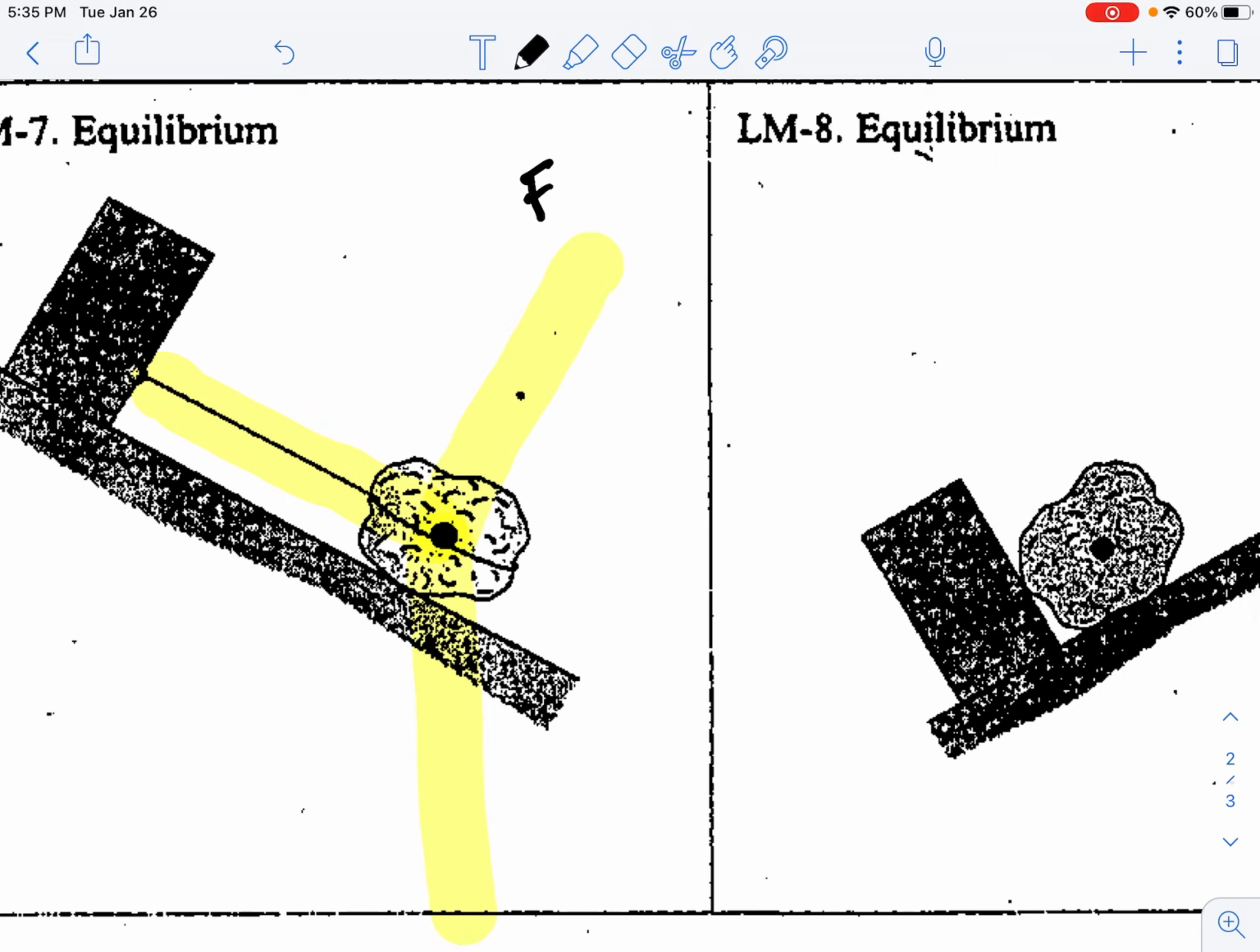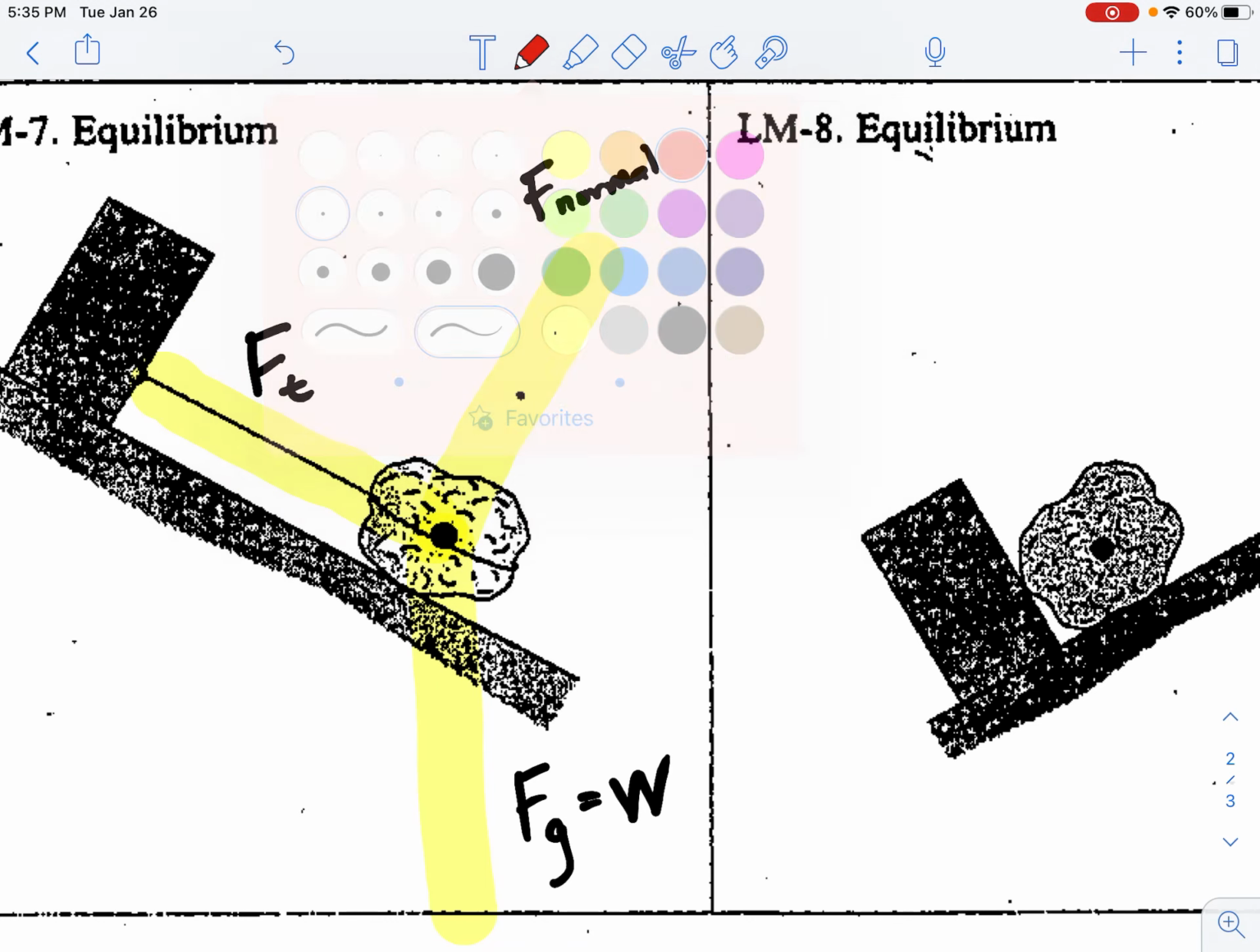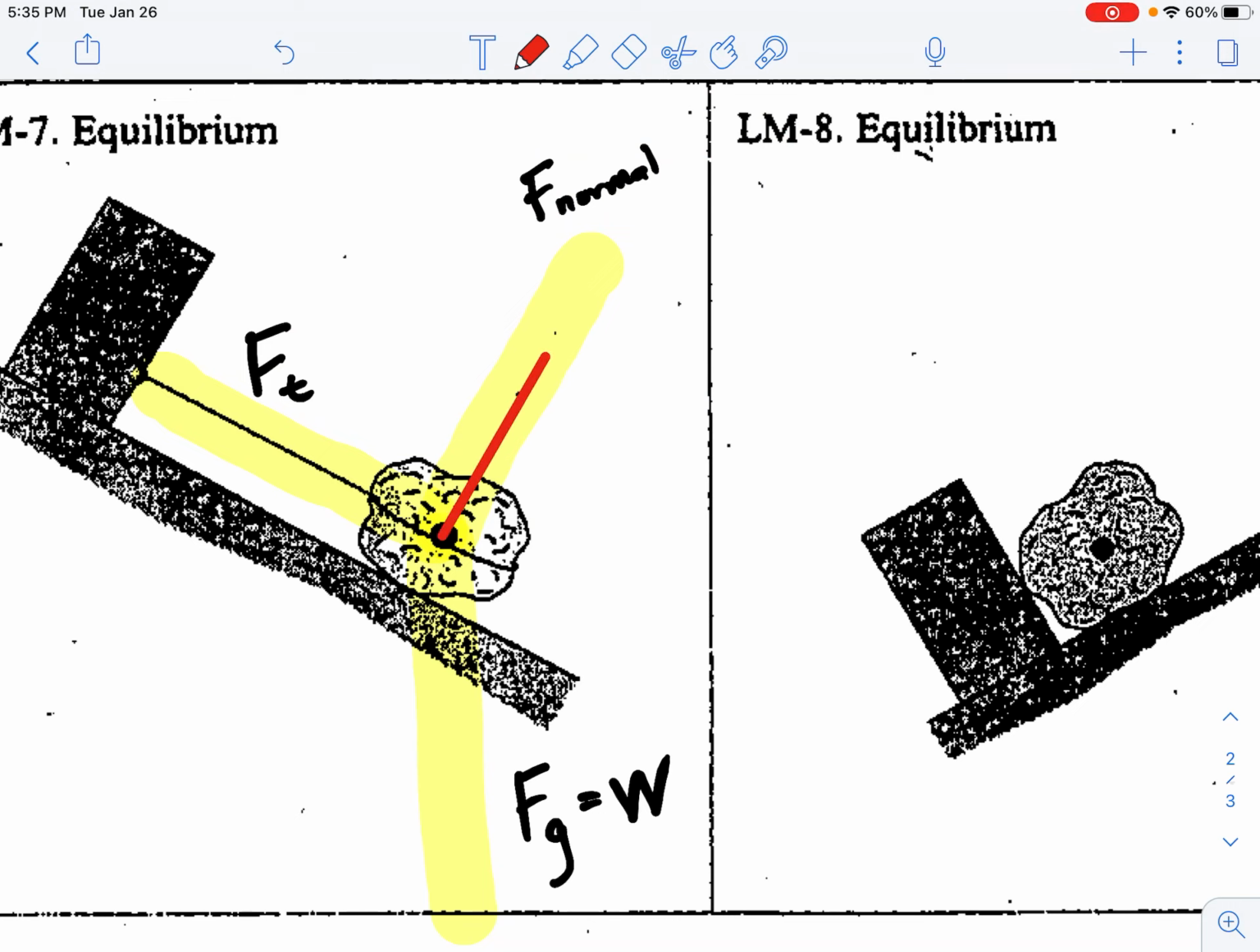So here's the normal force. Here's Fg from gravity, or we can call that W. And then here's the force from tension. Okay. If I put some values in, say the normal force that's pushing up on the rock here is that much. And then let me change the color to purple for the tension force. If I put the tension force in this direction, there's the force of tension.